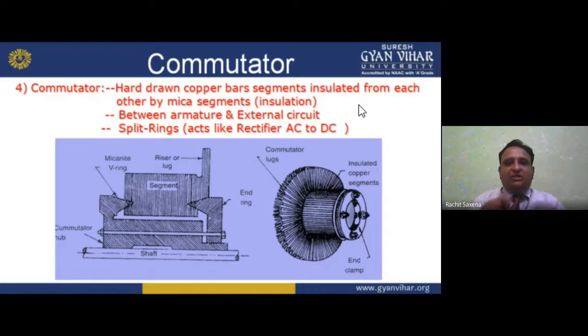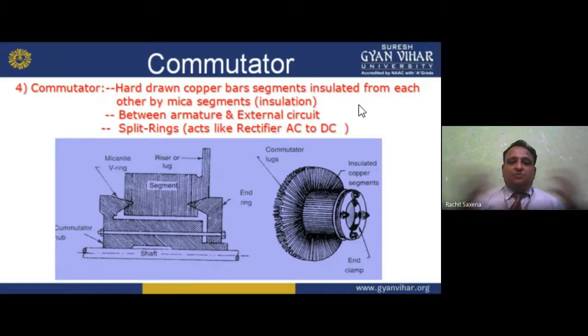So here I am using the mica insulation. Previously for the armature we used varnish and mica also, but here I am using the mica. Hard drawn copper bar segments are insulated from each other by mica segments. That is known as insulation. It acts between the armature and the external circuit, meaning the output terminals and the armature rotating part.